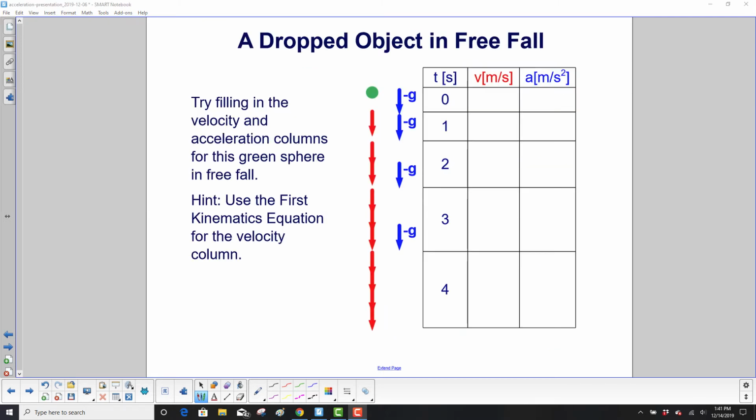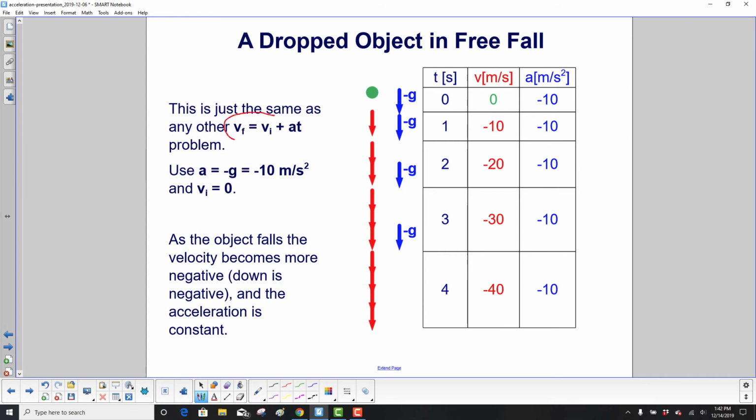Try filling in the velocity and acceleration columns for this table, for this green sphere over here, that is in free fall. So only gravity is acting on it. Here's a hint. Use the first kinematics equation for the velocity column. And let's go ahead, might as well write that here. So it's Vf is equal to V initial plus At. Now be careful about the signs and assume this direction here is negative. So please fill this in, pause the video if needed, and come on back to the next slide.